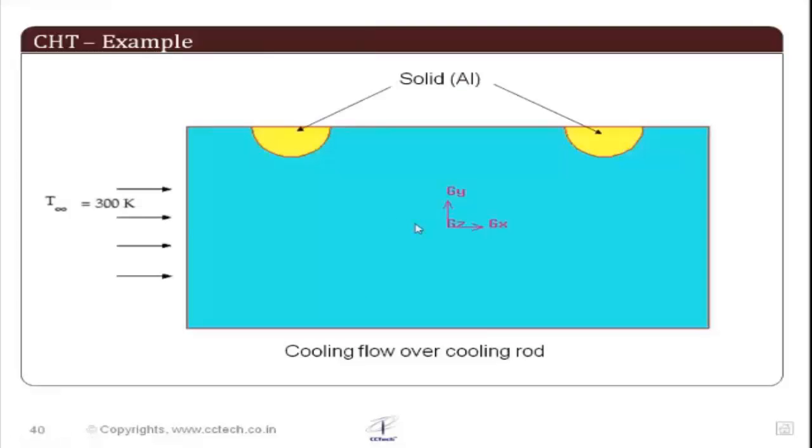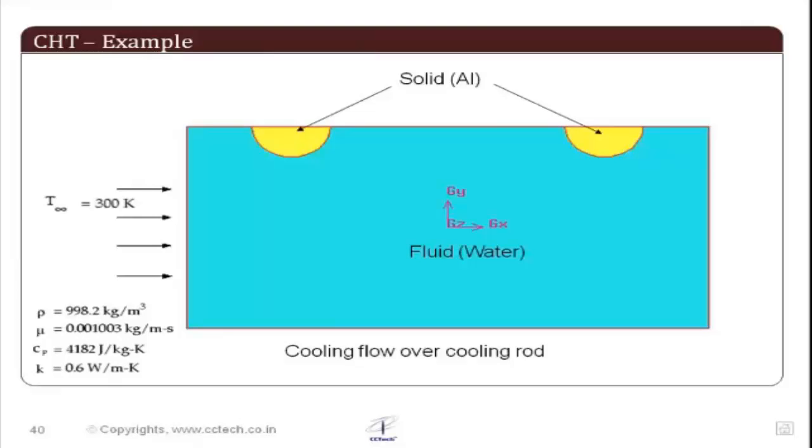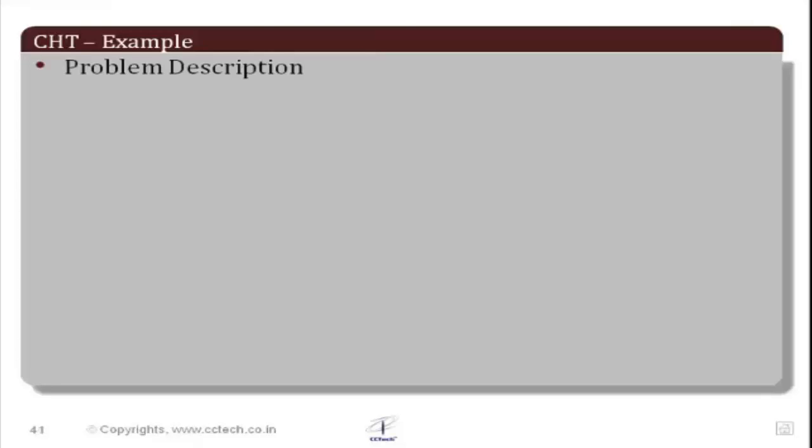The solid is aluminium. Water is coming in at 300 Kelvin, flowing through these rods. These are the properties of water: density is 998, viscosity is 0.001, Cp is 4182, and conductivity is 0.6. It goes over these rods and goes to the outlet. We have to find out what the flow pattern is and what the outlet temperature is.